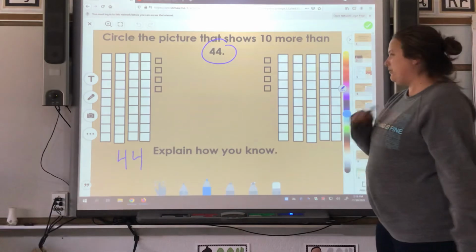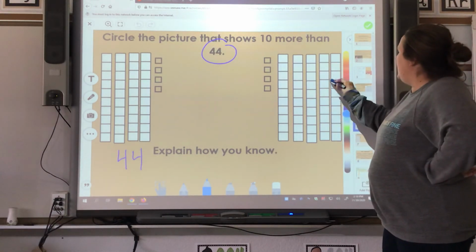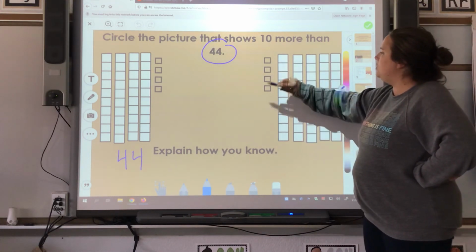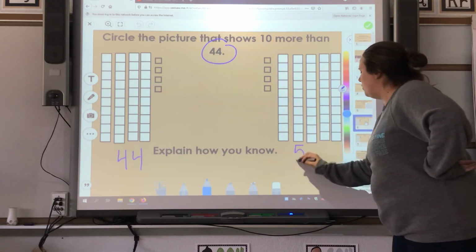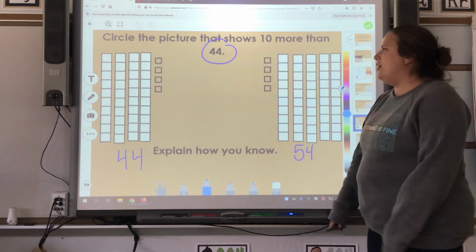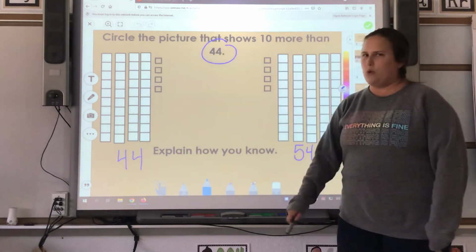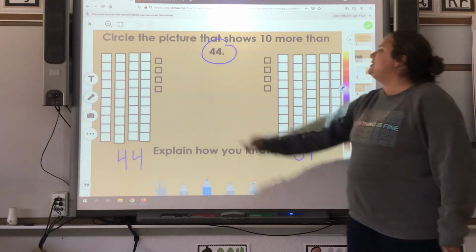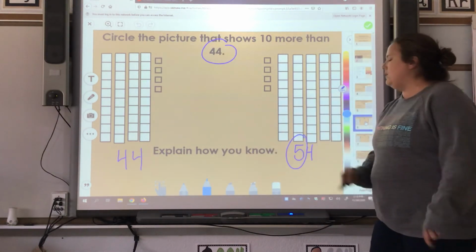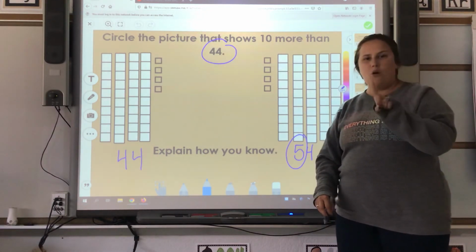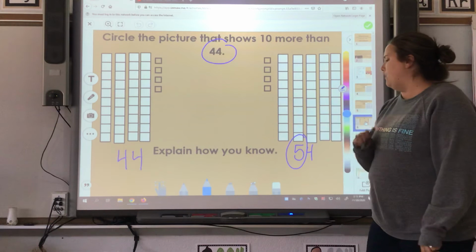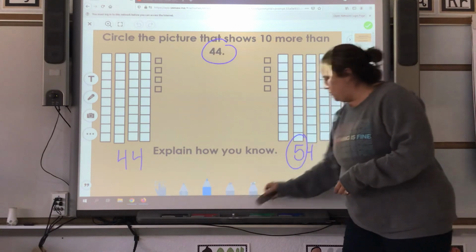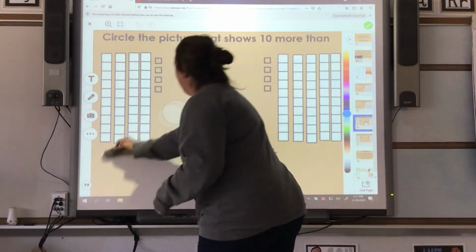Thinking, is that 10 more than 44? Let's count this one. 10, 20, 30, 40, 50, 51, 52, 53, 54. Well, I know that 44 is not 10 more than 44 because that's the exact same number. But I know that 54 is 10 more than 44 because 5 is 1 more ten than 4. So 44, 54. I know this because 5 is 1 more ten. Remember, you only change that tens place.